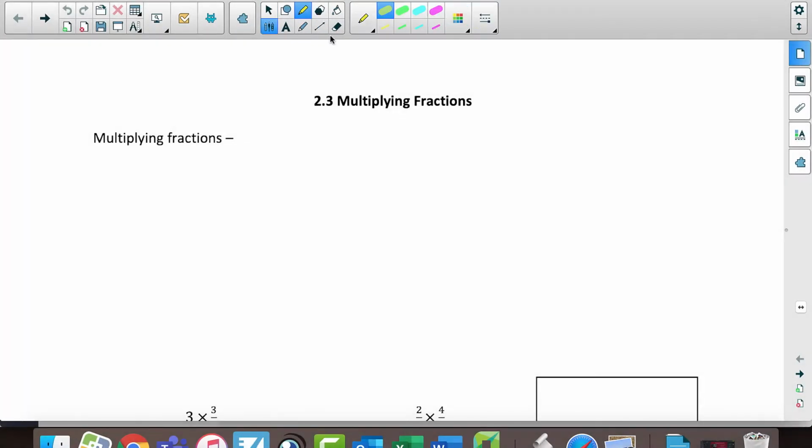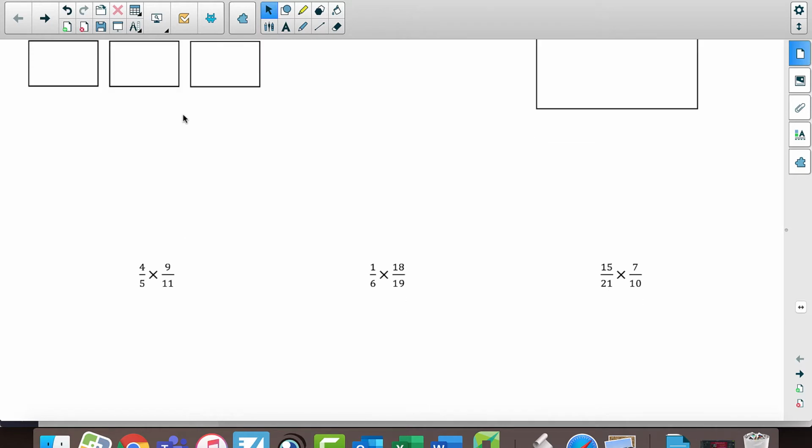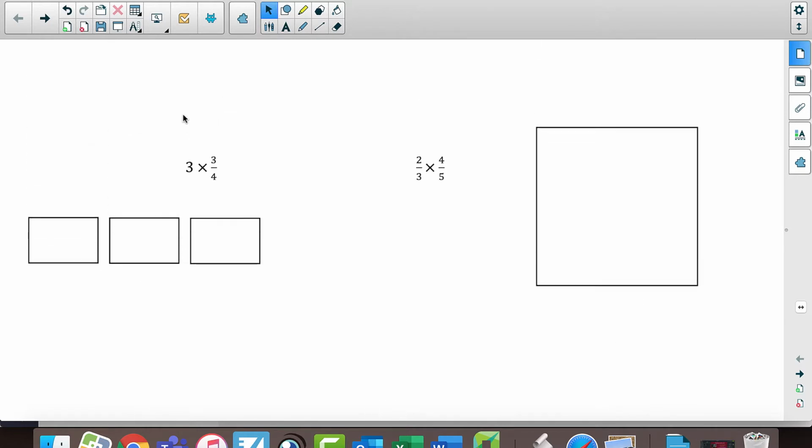Okay everyone, it's time to start adding, subtracting, dividing, and today multiplying fractions. We'll start with multiplying and go from there. So I'm actually going to start with some more of my drawings. You know I love my drawings here. So I'm going to do these two questions.